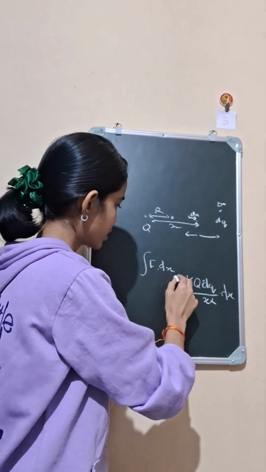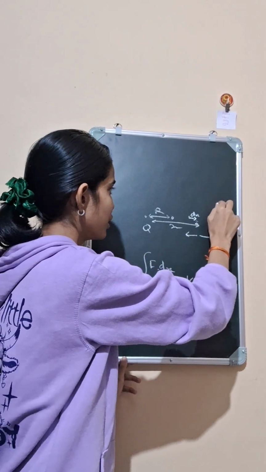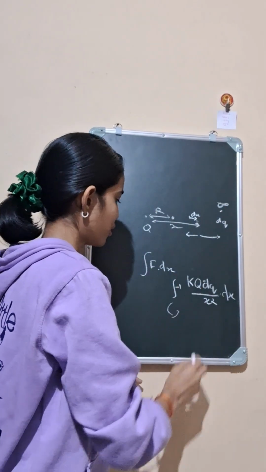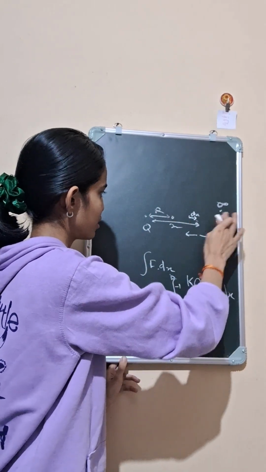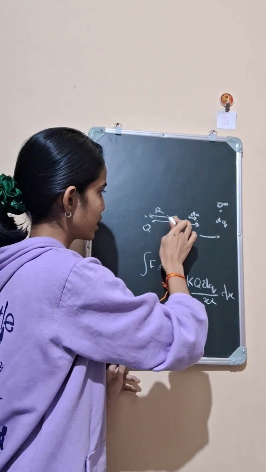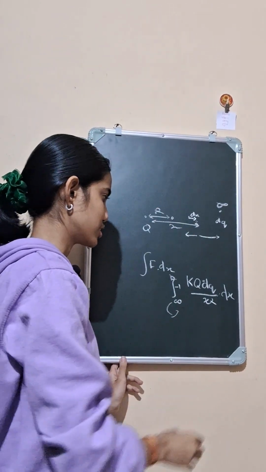Now we are going to integrate it. I am going to integrate it from infinity to the point r. It is at a distance of infinity from the q initially, and we will take it to a distance of r from q. So let us integrate this.